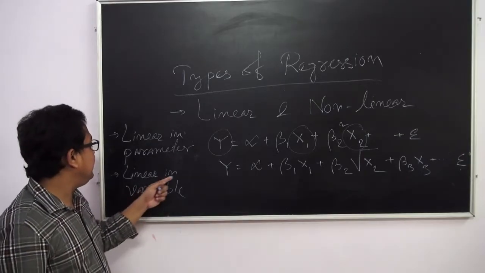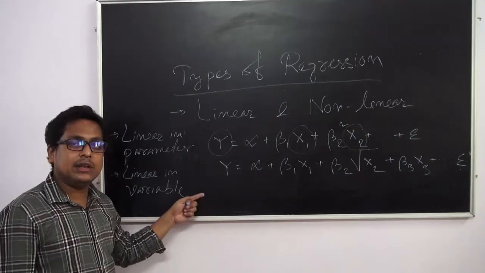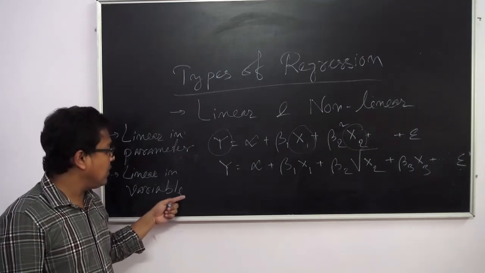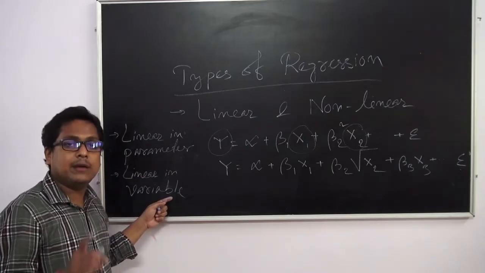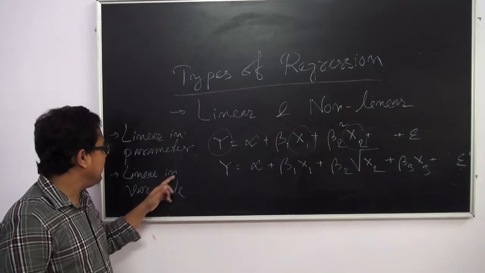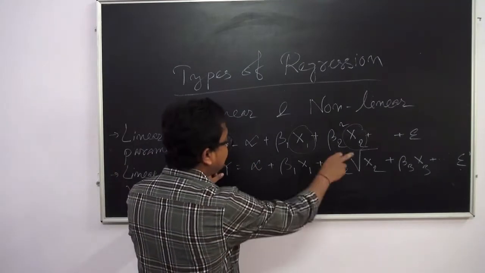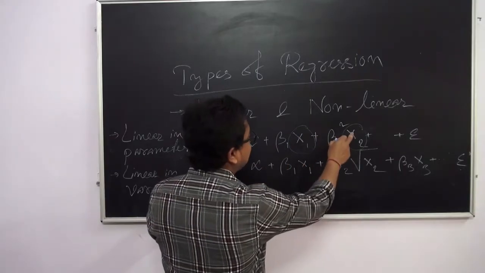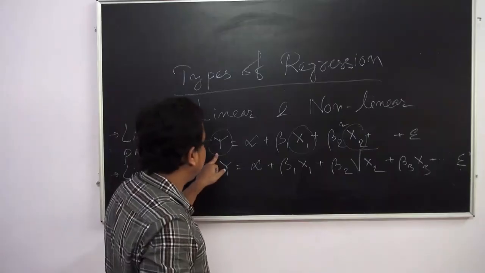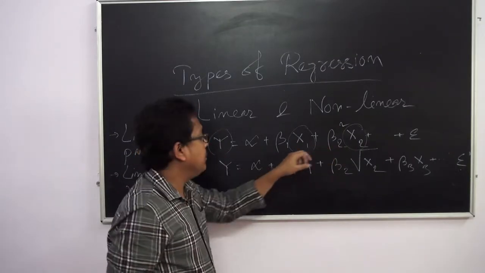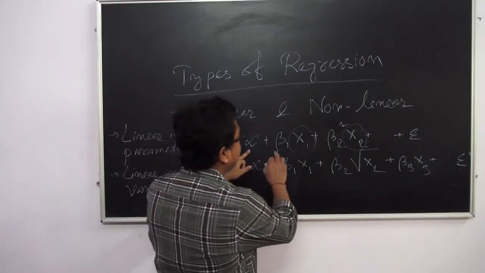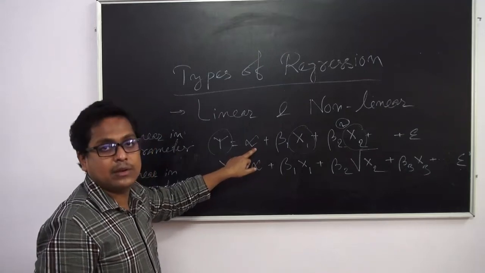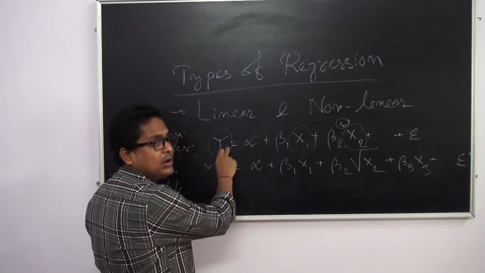And linearity in variable means a regression equation will be called linear in variable whenever none of the variables have power other than unity. Now see, in this regression equation these variables all have power one, unity. So it will be called linear in variable. But about the parameter, this parameter has power other than unity, so it is non-linear in parameter. So this is linear in variable but non-linear in parameter.